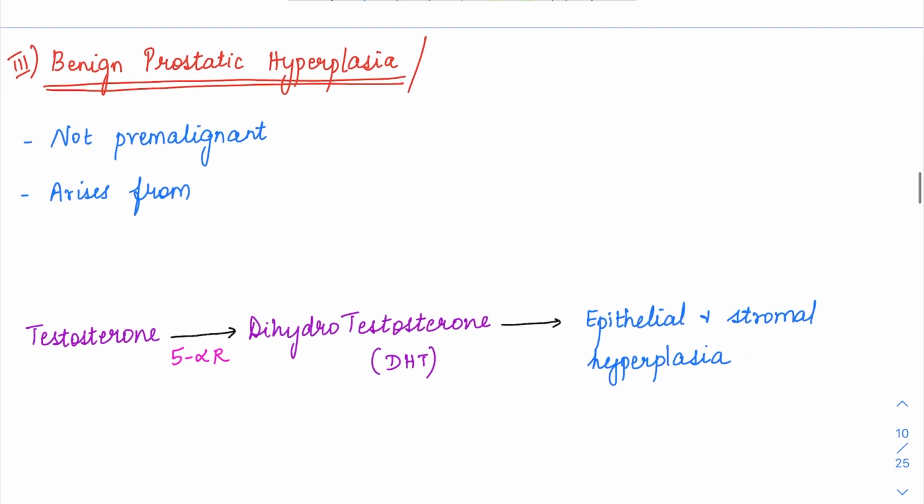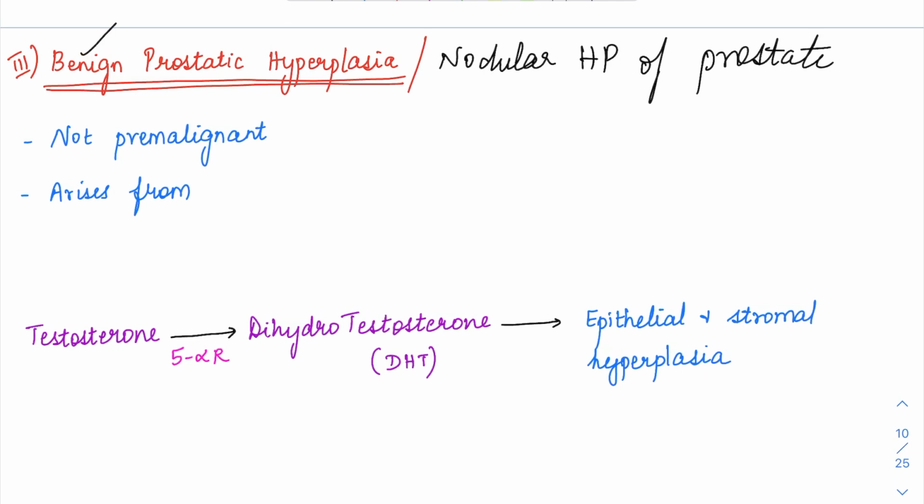Then we'll move on to benign prostatic hyperplasia. So benign prostatic hyperplasia, we all know about it, but the term has now been changed to nodular hyperplasia of the prostate. Hyperplasia is a kind of cellular adaptation, right? Any cellular adaptation is a reversible change and it's a benign change. So there's no point in having both benign and hyperplasia in the name. So they changed it into nodular hyperplasia of the prostate.